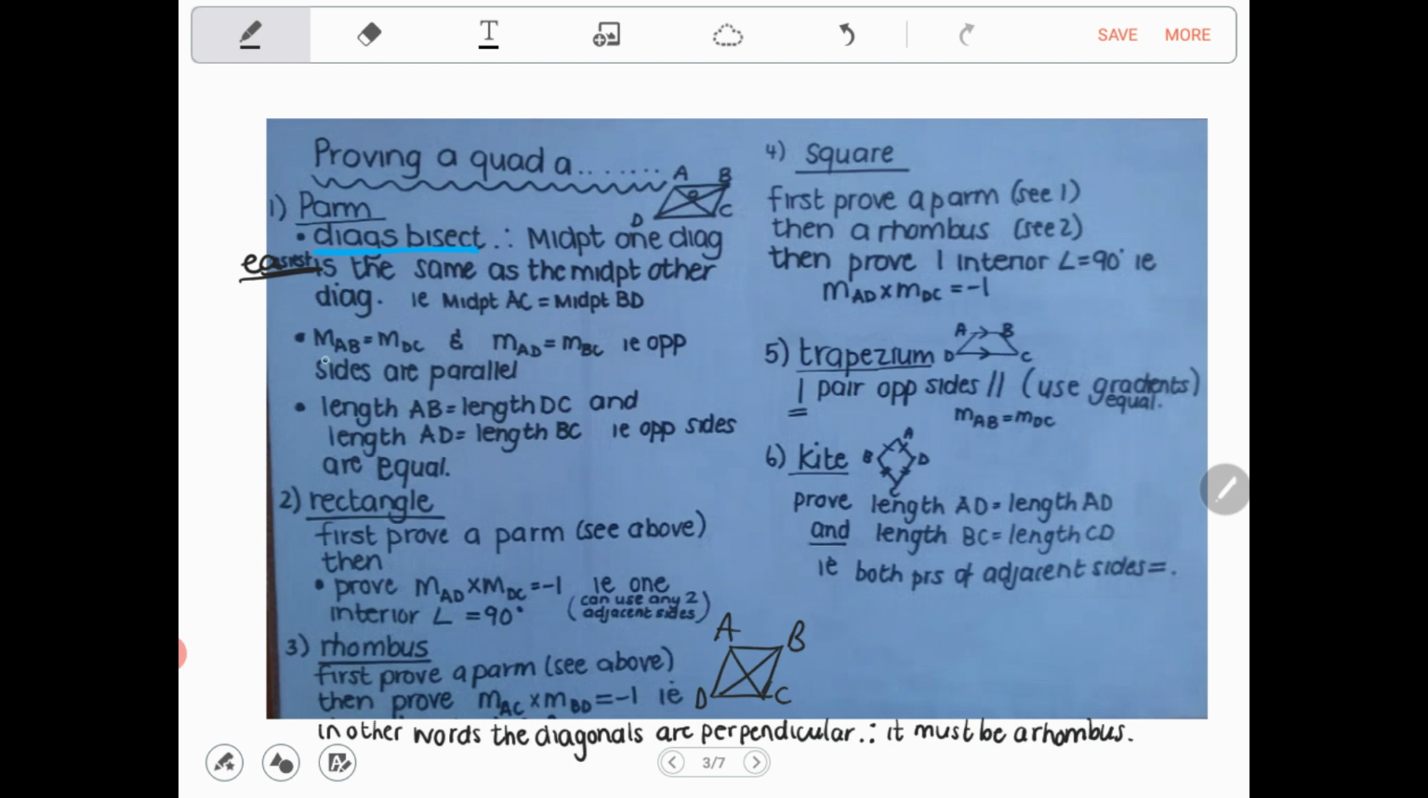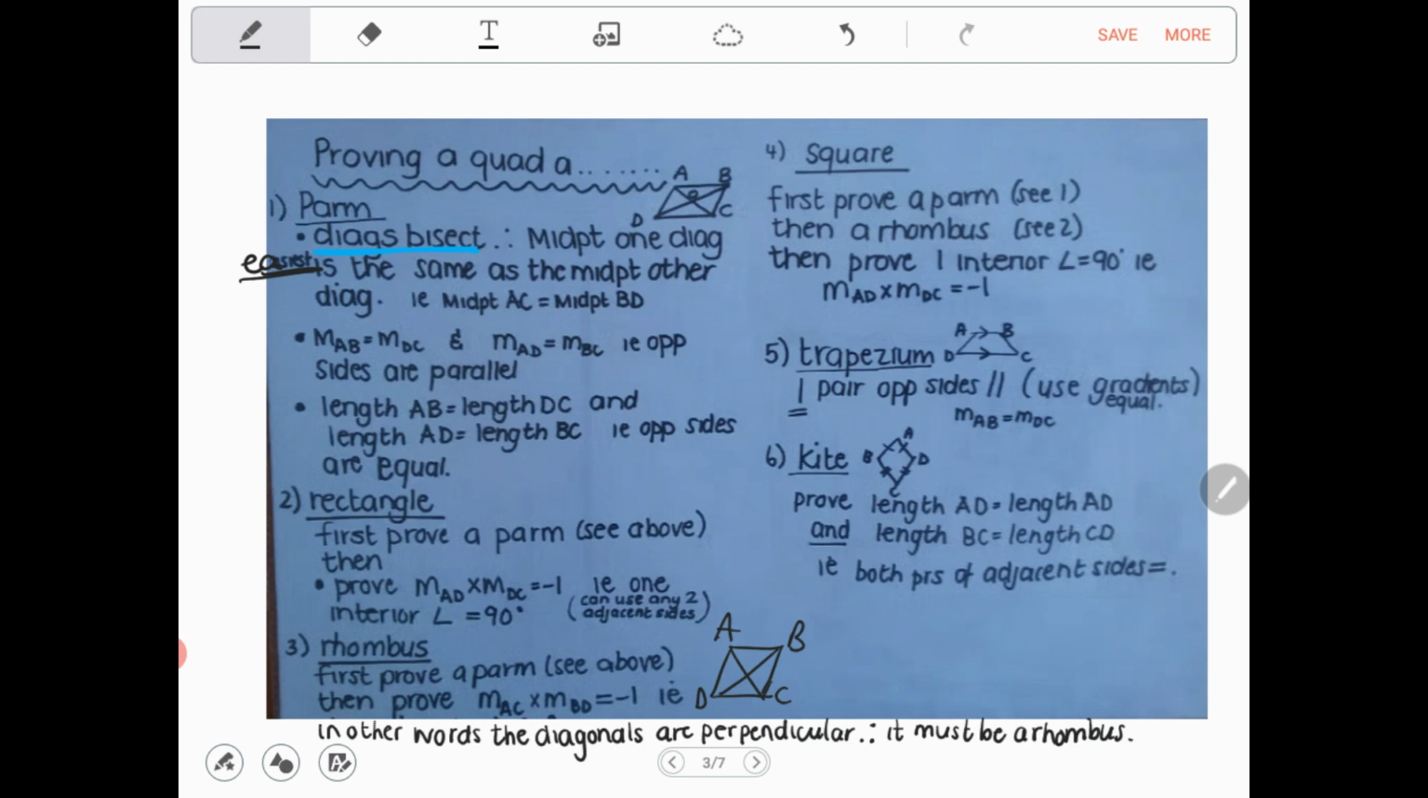You could also prove that the gradients of AD and BC were equal, and the gradients of AB and DC are equal. So you'd have to prove that both pairs of opposite sides were parallel. Or you could prove that the length of AB was the same as the length of DC, and the length of AD is the same as the length of BC. In other words, opposite sides are equal. So any of those would make your shape a parallelogram, but the easiest one is the first one. Show me that the diagonals have the same midpoint.